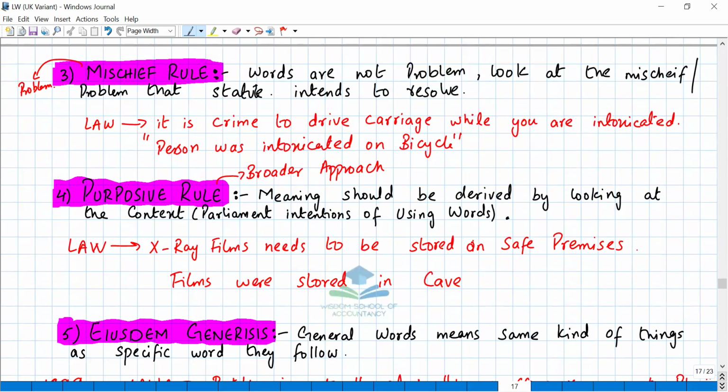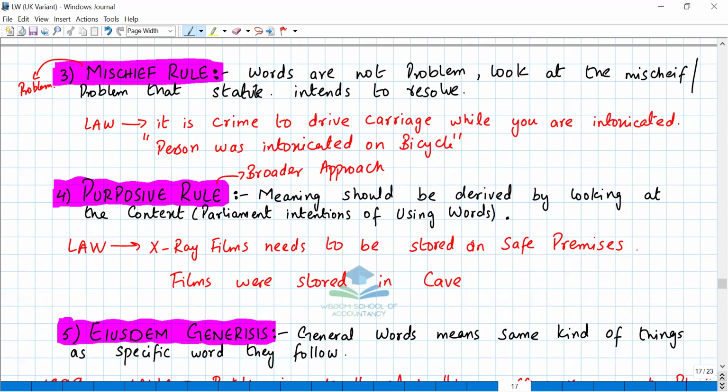Now, very important. Mischief means problem. The mischief rule says words are not the problem. In the golden rule and literal rule, we were focusing on the words and their meanings, right? But the mischief rule says words are not an issue. Look at the mischief, or the problem, that the statute was intending to resolve. Just look at the reason, the problem which was to be resolved with the help of the law. Do not consider the words. That was the mischief rule.